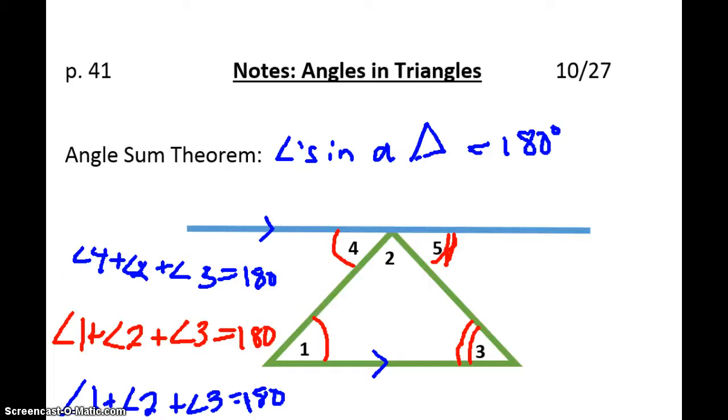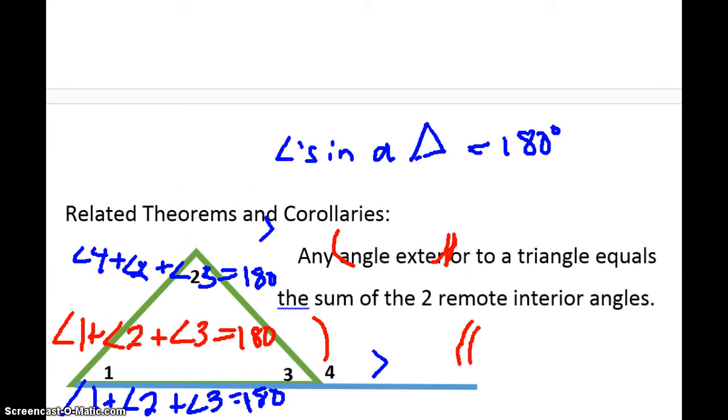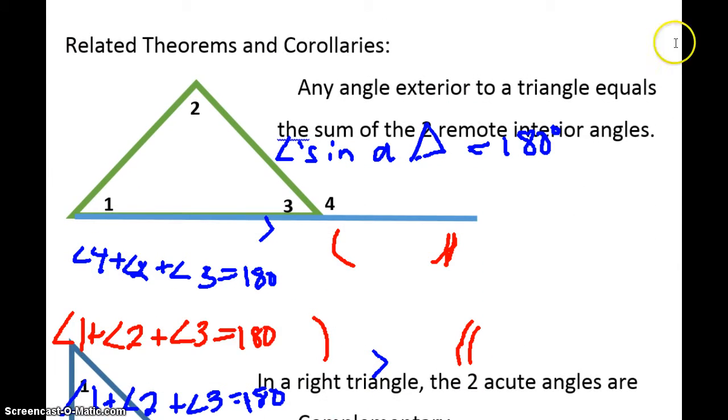There's a couple of related theorems and corollaries that we have to be able to deal with. So we're going to draw a couple more pictures. We've got some related theorems here.